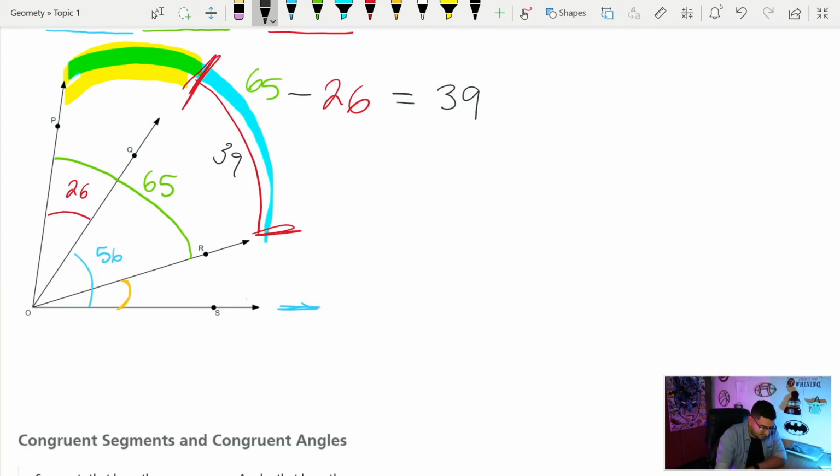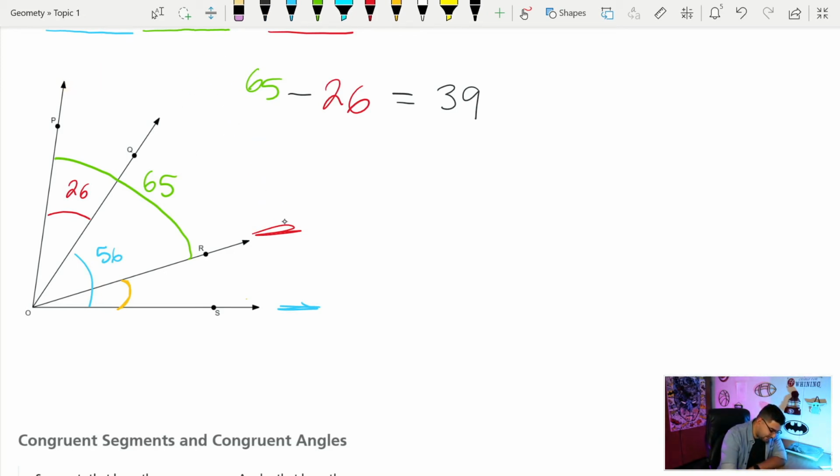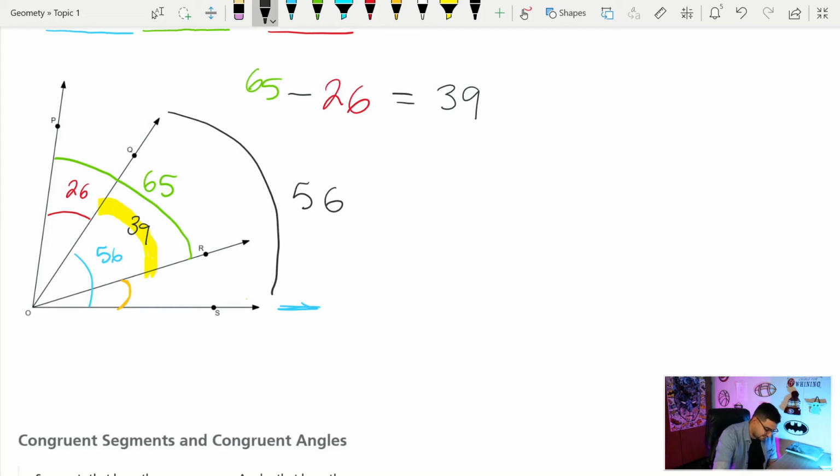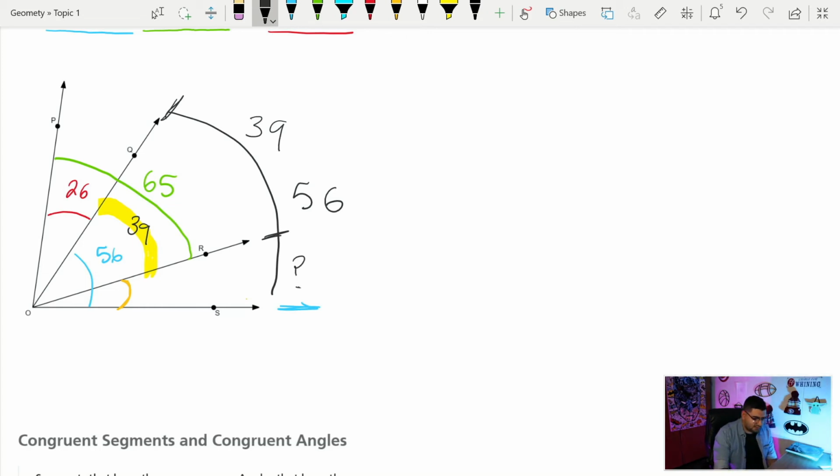And that's important. So I'm going to go ahead and erase the work that showed me how I got that angle. So now I know that, we'll do this in highlighter, this angle right here is 39. I'm going to use that because now I know that this whole length is 56, and I know that this part is 39. So now if I do 56 minus 39, it should give me the angle that I'm supposed to solve for.